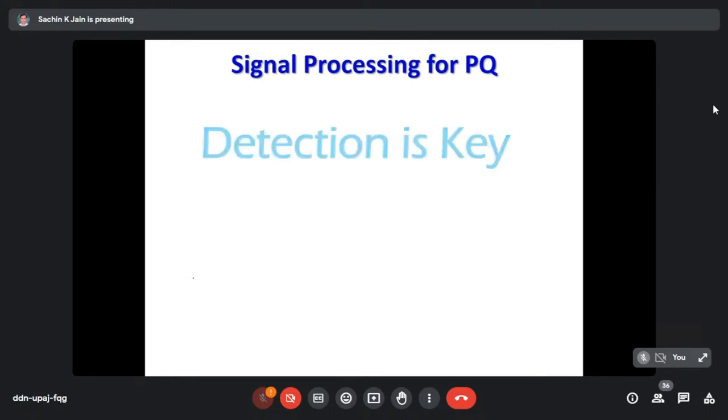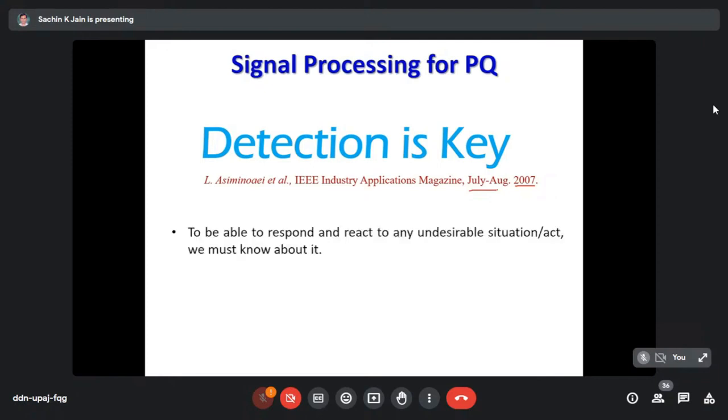Okay. Now, why signal processing for power quality? Because detection is key. This is the title of one of the articles in IEEE Industry Applications Magazine, July-August 2007 issue. What is the meaning of detection is key? To be able to respond and react to any undesirable situation, we must know about it. When we know it, we can take corrective action. If we are not aware of it, then we cannot.